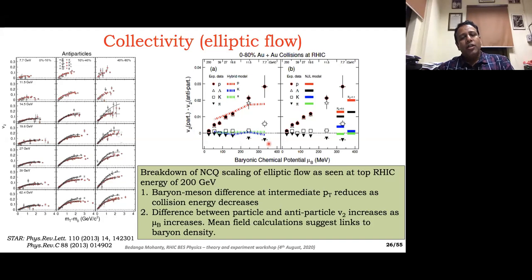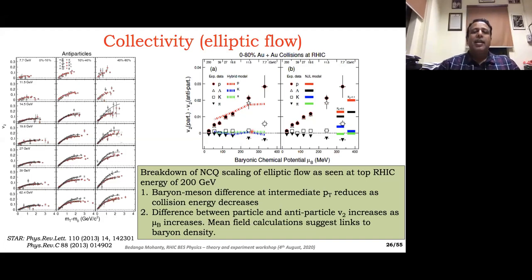Now, all this suggests that the NCQ scaling, like the ones which we saw at top energy, is no longer holding, but it also gives some interesting measurements, which tell us that we are seeing effects of perhaps differences in baryon densities as we dial down to lower energies. In fact, models which take a mean field approach, where things like vector coupling, which are related to baryon densities, are put in, seem to qualitatively explain this data.